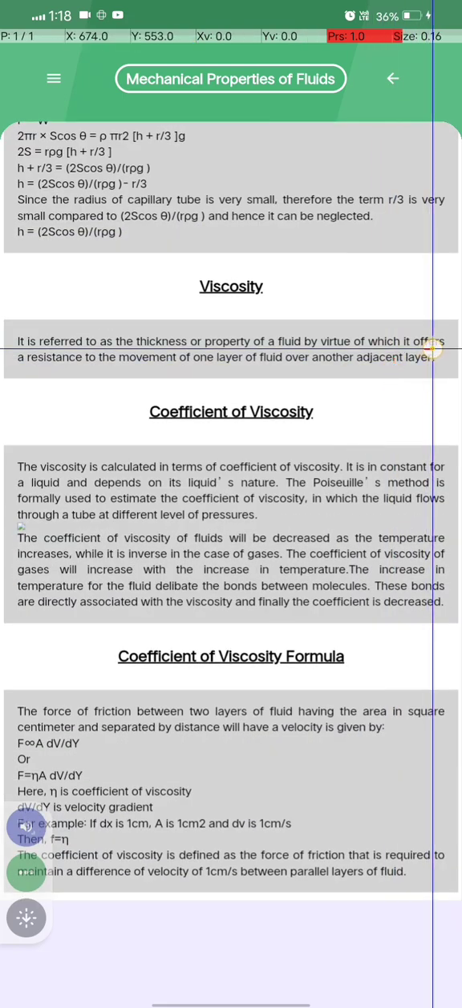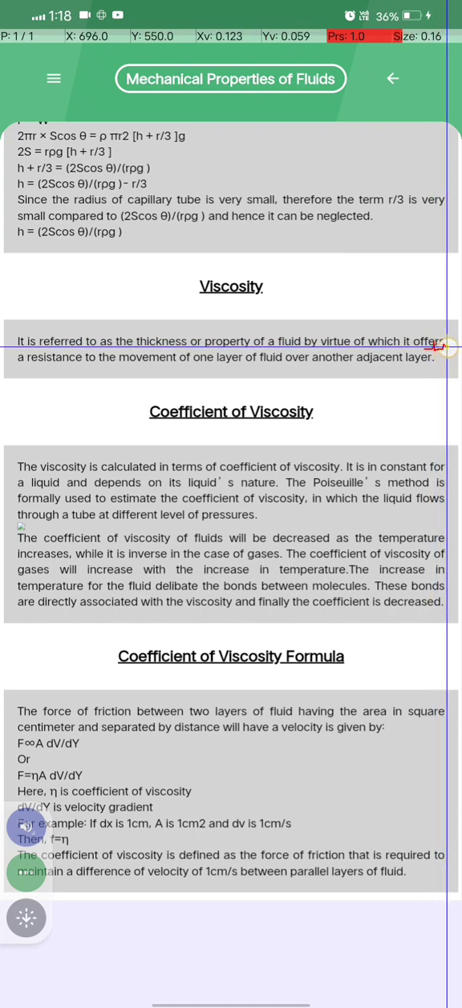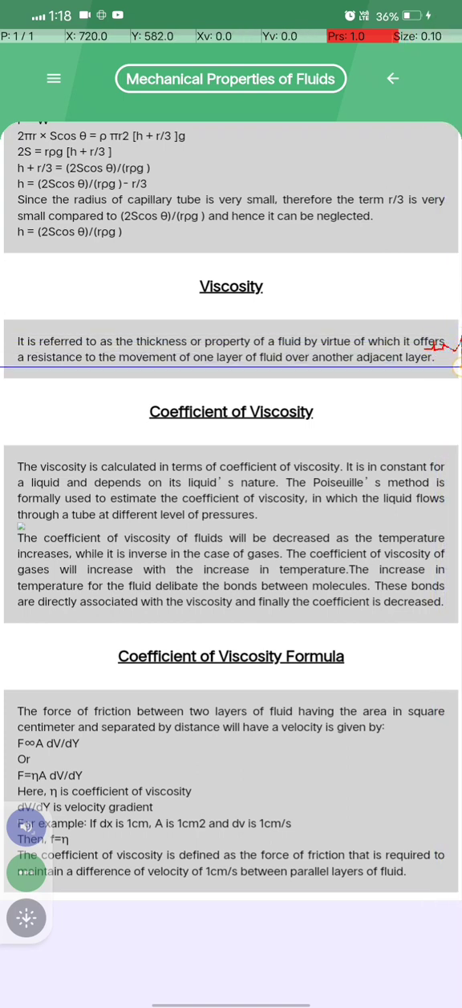What is viscosity? It is referred to as the thickness of a fluid, a property of a fluid by virtue of which it offers resistance to the movement of one layer of a fluid over another adjacent layer.